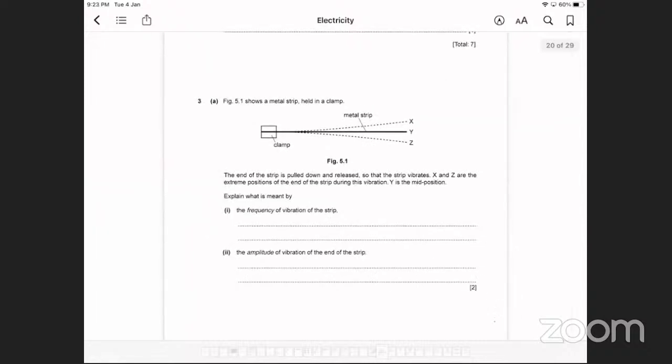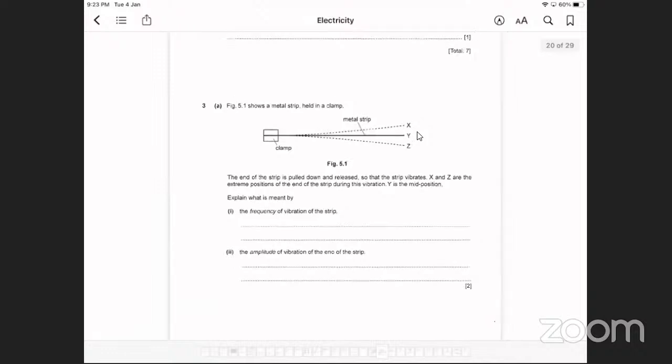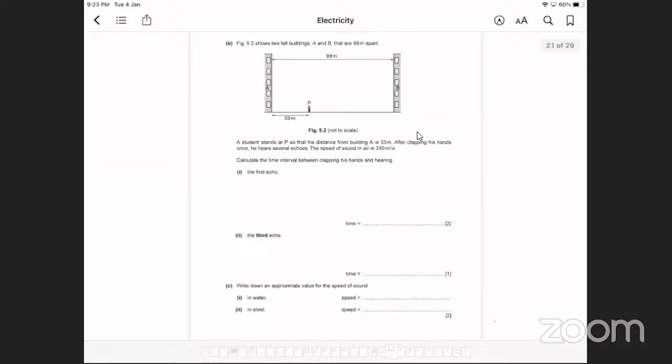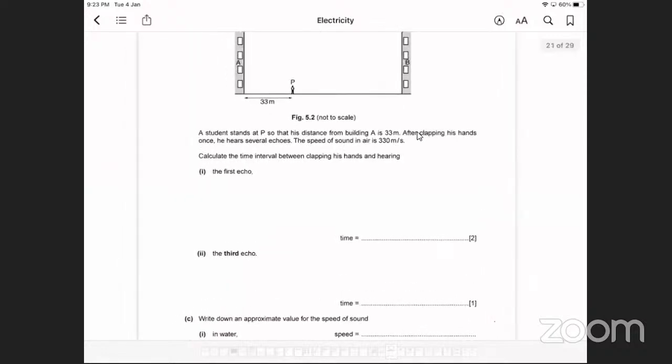Right. So with frequency, you're just looking at the number of times it's moving up and down. It's going from your X to Z in a second. Are you following? And then the amplitude, you're looking at how much displacement, how far the position of X is from your Y. Are we following? So please note the difference there. Right, let's see. Echoes.